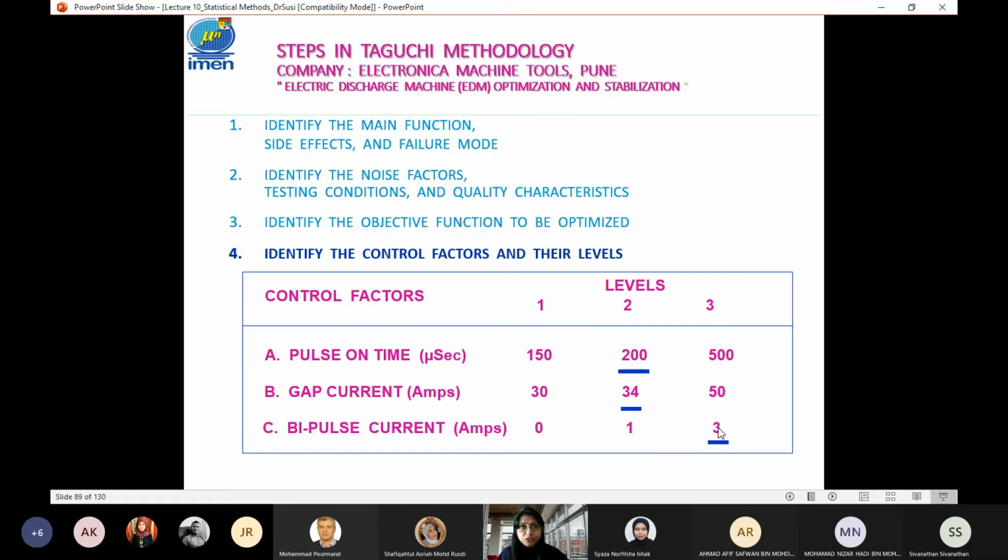As I mentioned earlier, you need to choose such that you have a lower level, a higher level, and a medium level. This is the way to do it, even if you have 5 temperatures or 10 temperatures. Try to divide it so that you have 3, and later you can refine. You can do the 2nd round, 3rd round, and so forth, and refine it accordingly. The numbers which are underlined are the initial values. Initially it was 200, initially it was 34 amps, and initially it was 3 amps.